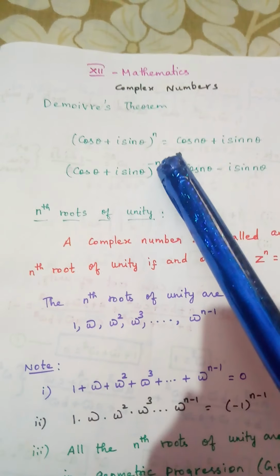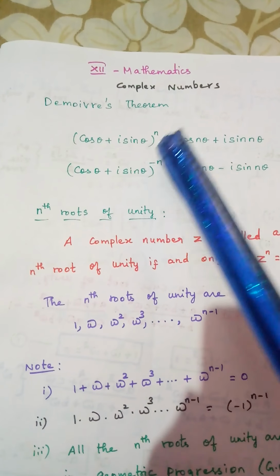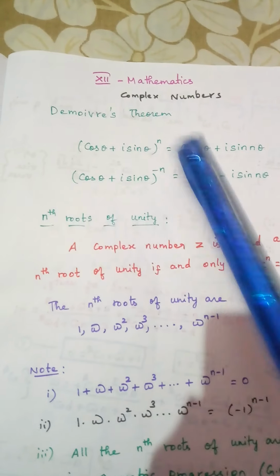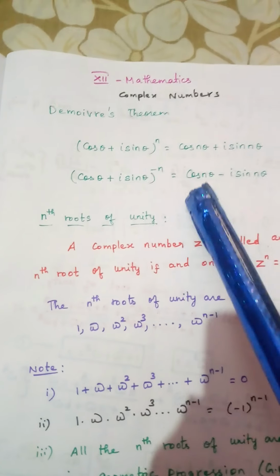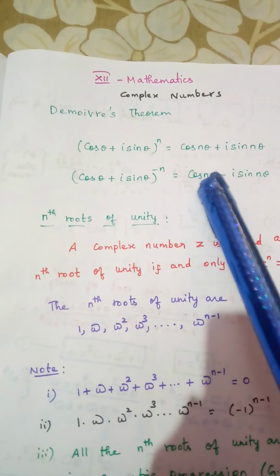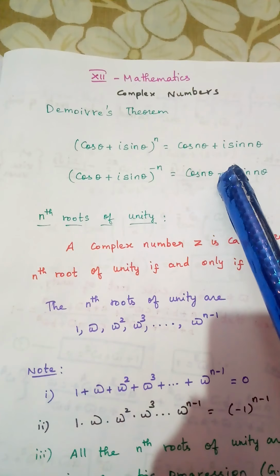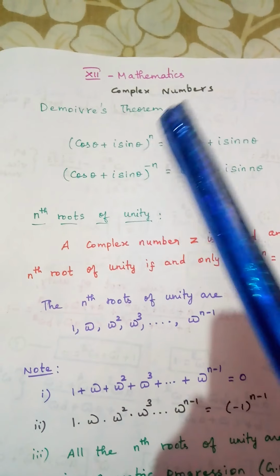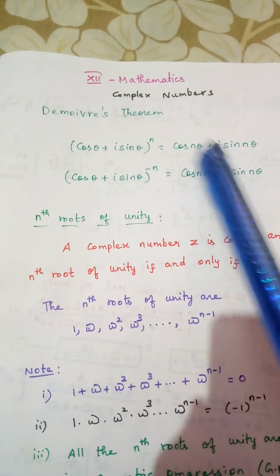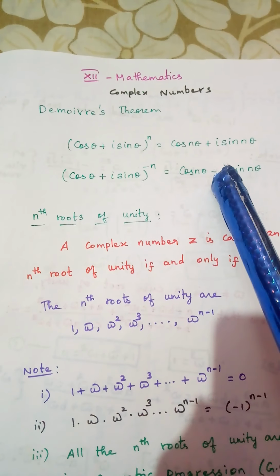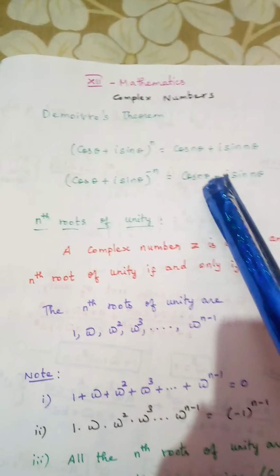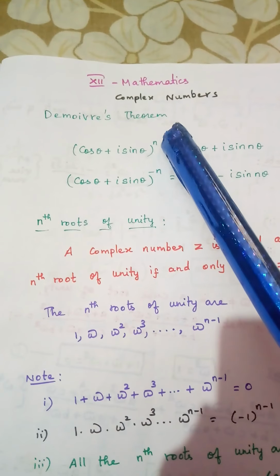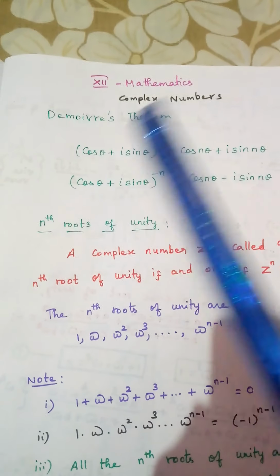Similarly, if the power is minus n, then also it can be brought inside. But you know very well cos of minus theta is cos theta. So here no change will be there. Cos n theta will come. Only the minus sign will be present in the middle: minus i sin n theta. So power plus n means plus, minus n means in between minus will come. So this is called De Moivre's theorem. De Moivre's theorem allows us to bring the power inside the bracket.